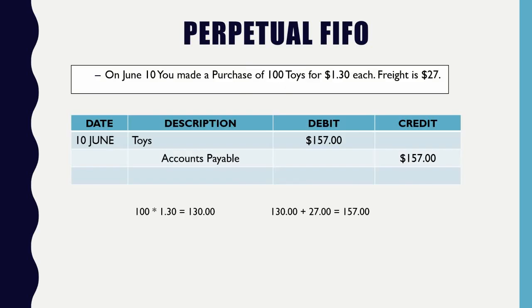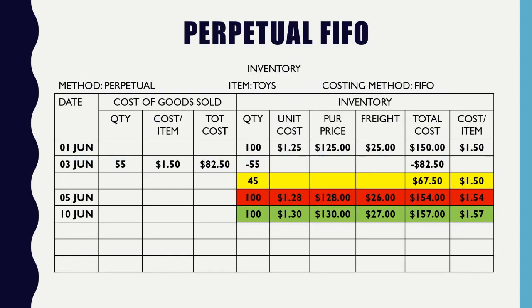So then what happened on June 10th is you made a purchase of 100 toys for $1.30 and your freight is 27. Here, I've already done the calculation for you, so you don't have to calculate it. Here I've indicated that I have a third batch and I decided to color code it green. That way I know what batches are available and I know what is there. Okay? So here I have a total of 3 batches, yellow, red, and green. And because I'm using FIFO, I know which batch came first. The yellow one came first, then the red, and then the green. All right?